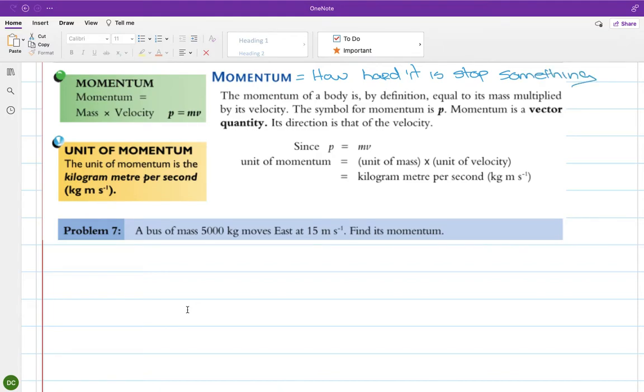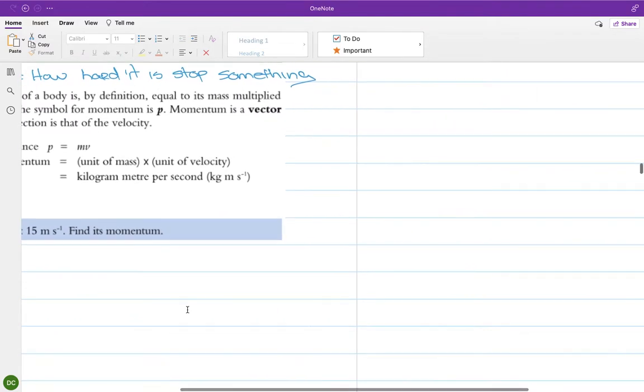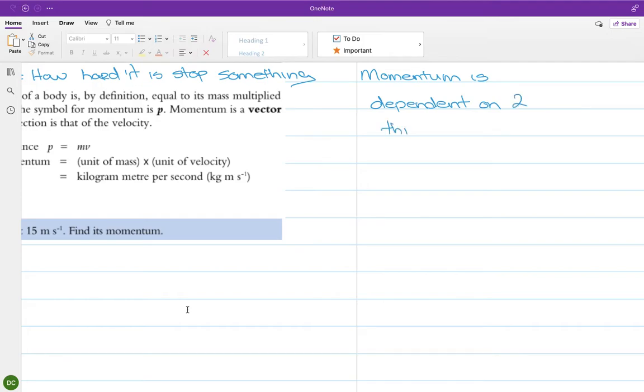Okay, so if something has a large momentum, then it's really, really hard to stop. If something has a small momentum, then it's not that hard to stop. Okay, momentum is, I'm going to move over to the side here just a little bit. Something's momentum, so how hard something is to stop, is dependent on two things. Okay?